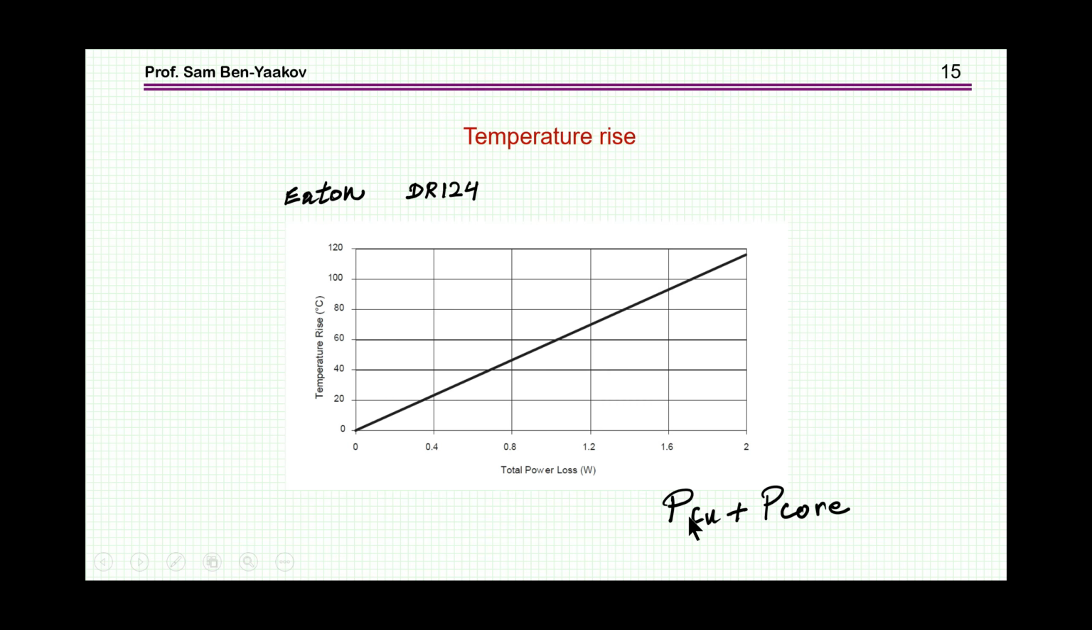Okay, now once you have the losses of the copper, losses of the core, taking everything into account, then you can go to a curve like this, which not all vendors are actually providing. We'll see it. And this is a temperature rise of a given inductor. This is a commercial Eaton inductor, DR124. And for a given power, you see what is the delta T. This is for the hot spot, actually, supposed to be the hot spot of the inductor. And so therefore you can estimate the maximum temperature rise above the ambient. So you need for this, of course, estimation of the losses.